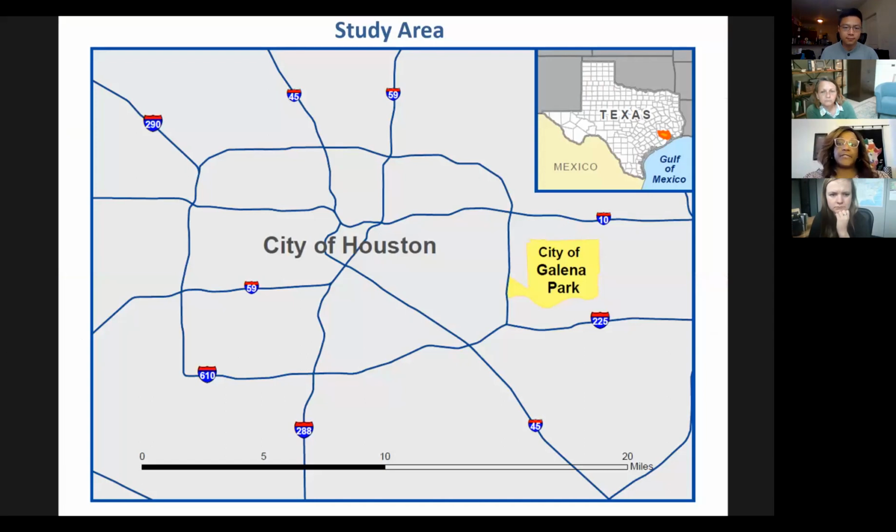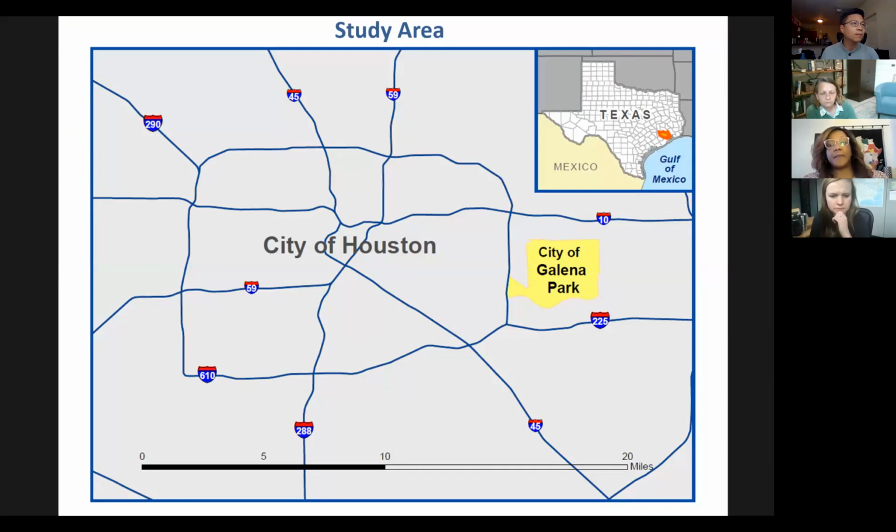Galena Park is a predominantly minority community of African American and Latinx residents located along the Houston Ship Channel and the Port of Houston Petro Refining Complex. The community is about 8 miles outside the city of Houston in Harris County, Texas. The residents of Galena Park have faced historically undocumented environmental and urban health concerns.